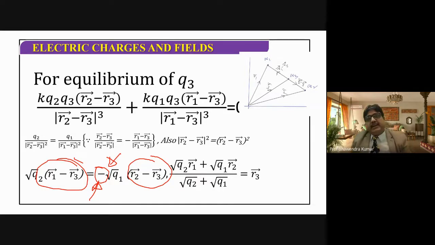Yes, any difficulties there? Now the target is to find the value of Q3. For that, we can consider the equilibrium of either charge Q1 or Q2. So try to see in the diagram.